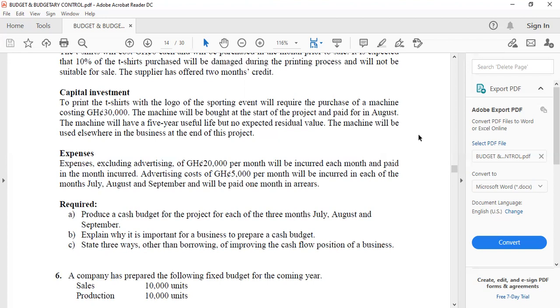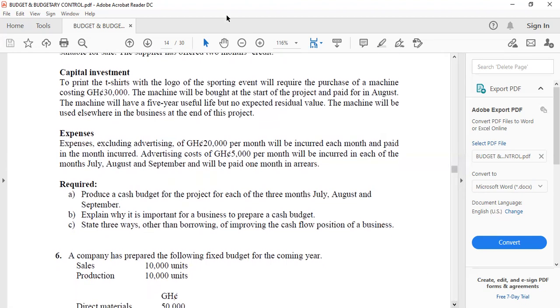Or you can even rent some of the idle assets and facilities to people so that they'll be paying you rent. Or you can dispose some of the assets that you realize are not of any use to you, they have become surplus to requirement. You can even sell them. All right, so that is some of the ways of improving the cash flow position of the company. Do you have any question?